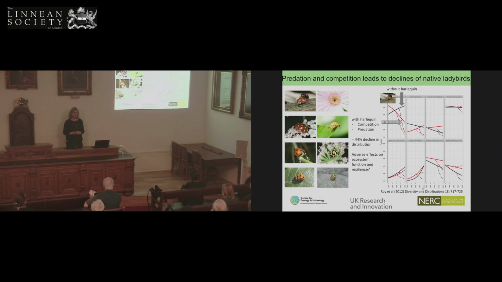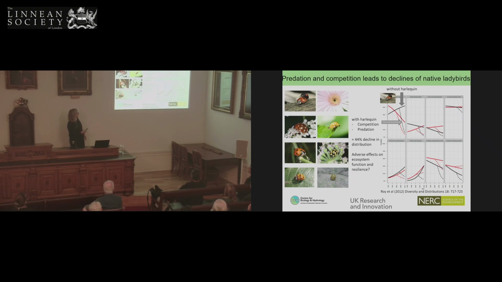It's a very, very good competitor as well. So this tiny, poorly defended two-spot ladybird is just struggling with the arrival of the harlequin ladybird. But actually, when we look at a whole variety of other ladybird species, which all have very different kinds of life histories, all of them, other than our common seven-spot ladybird, are struggling in the presence of the harlequin ladybird.